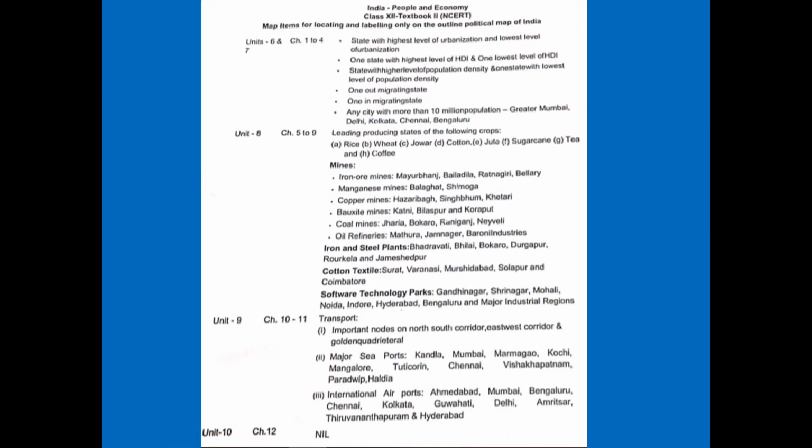This is the syllabus of Book 2, India, People and Economy. Let's start the syllabus of Maps of India, where you have to locate and label places on the given political map. In this way, I will cover all important maps of Book 2.